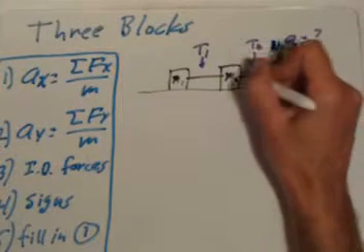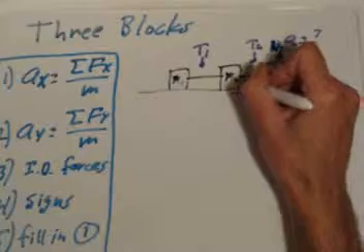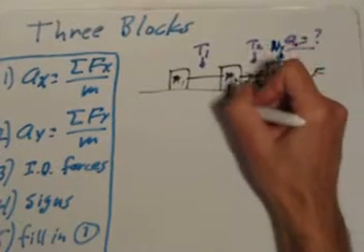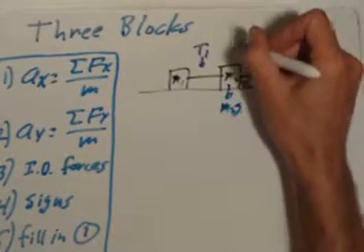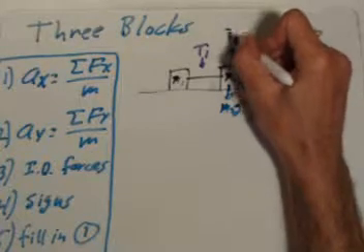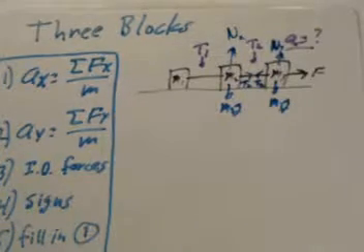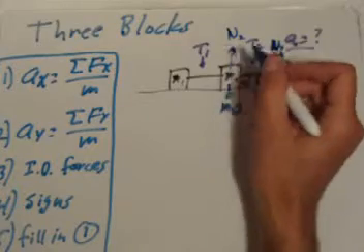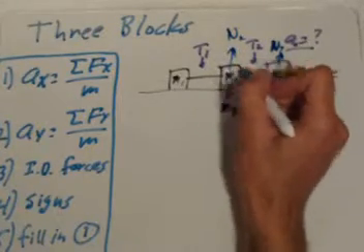M2 will also have a tension pulling on it in the opposite direction. There'll be a T2 that way. And M2's weight is going to point down, there's its weight. And the normal force is going to point up. We'll call it N2. So there's going to be a normal force straight up like that. We'll proceed on with M2 over here just to finish up.